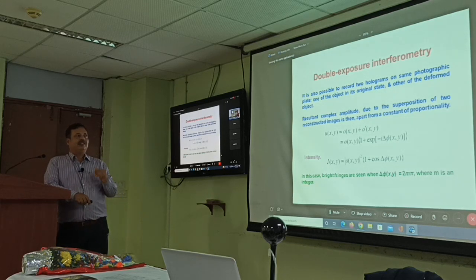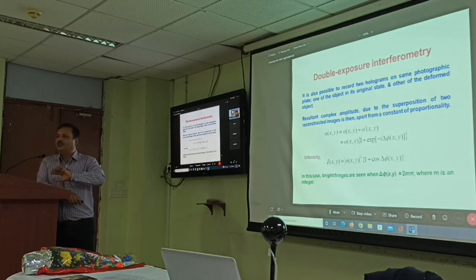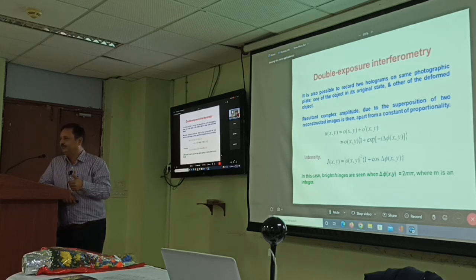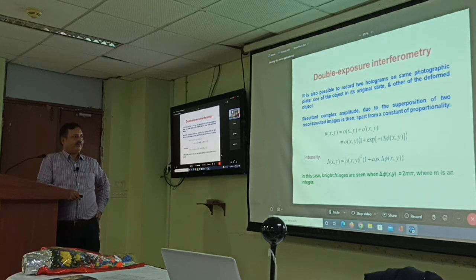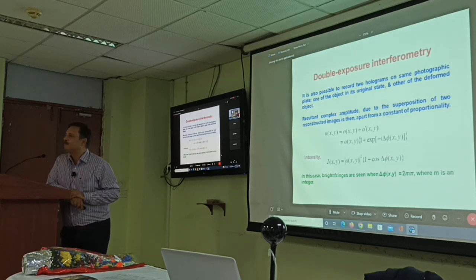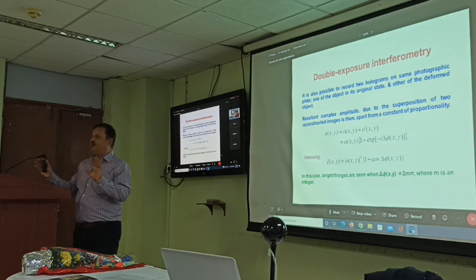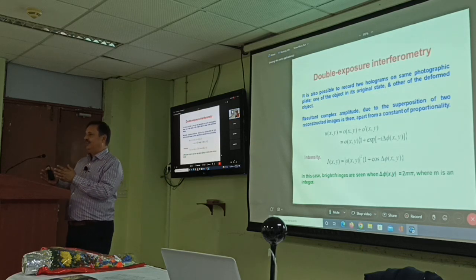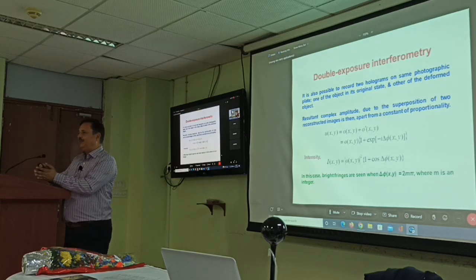So this is what we call the double exposure. You are exposing the object twice, doubly: one at rest, another with deformation. One of them serves as a reference beam, and the reference beam will be the same. You have set everything: the object, the reference beam.